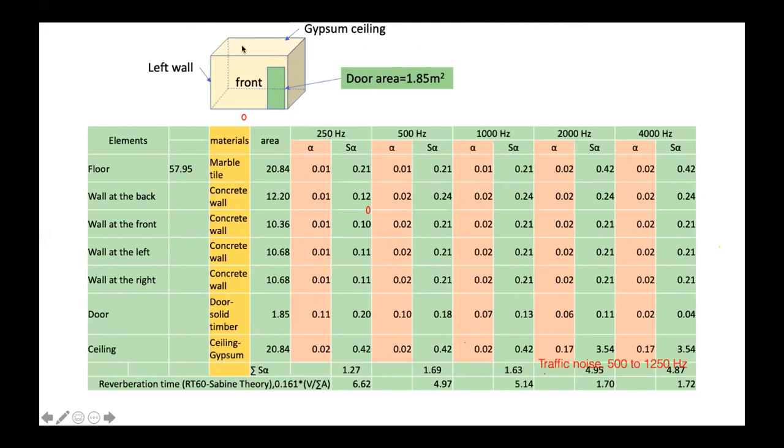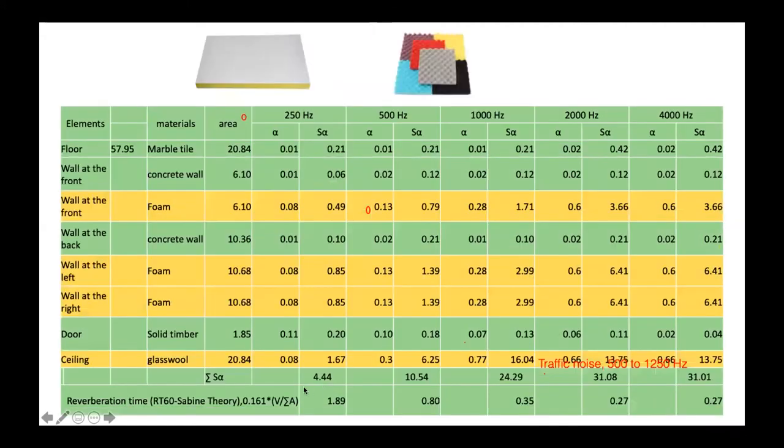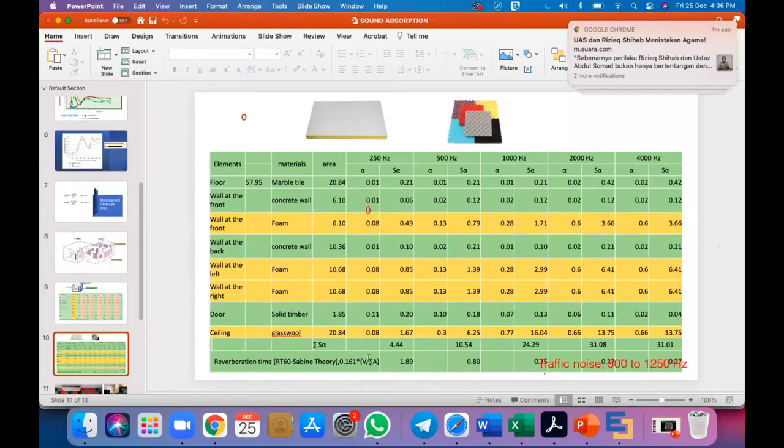Okay, let's say we have a very simple room, just a rectangular room. What we need to do is use the formula. Our formula is down here: 0.161 times the volume of the room. You must know the volume of the room, divided by sigma SA, sorry, this is S alpha. This is S alpha. Copy typo error.